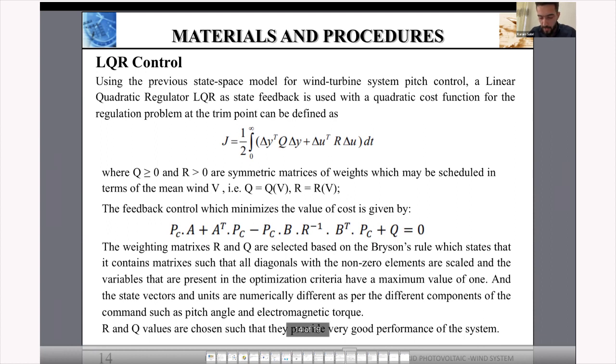The weighting matrices R and Q are selected based on the Bryson rule, which states that it is a matrix such that all diagonals with non-zero elements are selected, and the variables that are present in the optimizing criteria have a maximum value of 1, and the state vector and units are numerically different as per the different computation of the command such as pitch angle and electromagnetic torque.